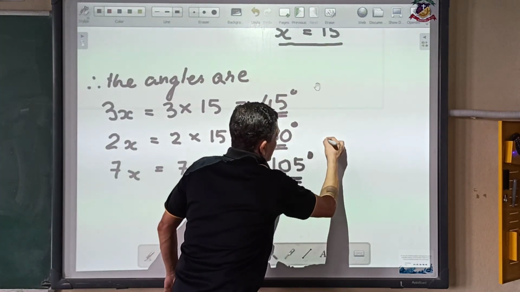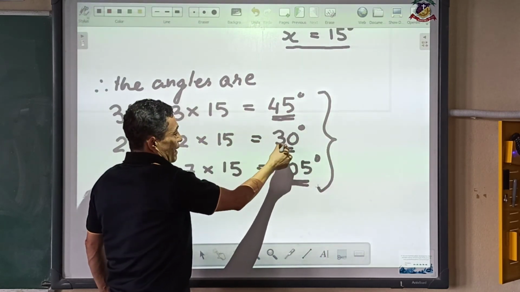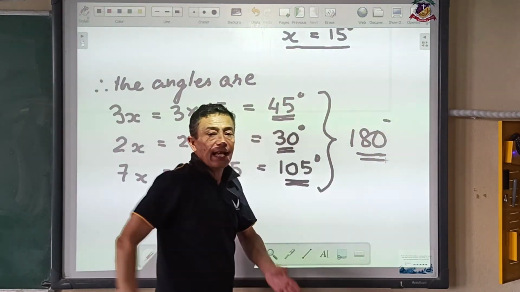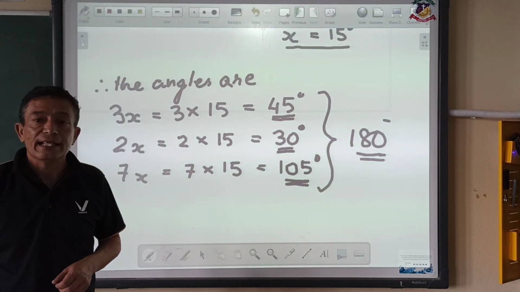If I add these three angles, 45, 30 and 105, it will give me 180 degrees. And we have already said that the three angles of a triangle add up to 180 degrees.